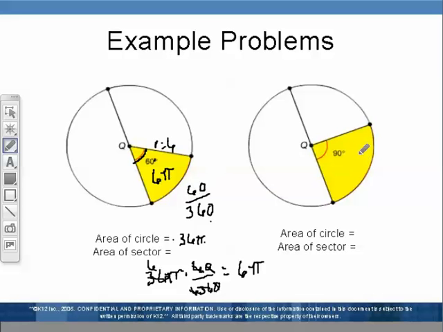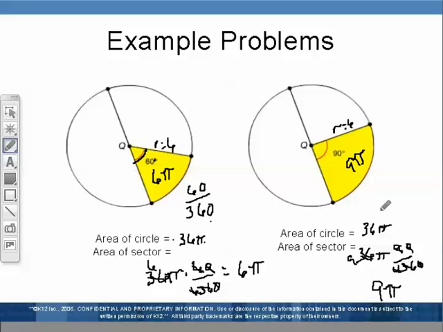Could I do the same thing at 90 degrees? Sure. Let's say my radius is equal to 6 again. So the area of my circle is going to be 36 pi. And I'm going to take that 36 pi times 90 over 360. My zeros will cancel out. That'll go into that 4 times. 4 goes into 36 9 times. So what am I going to be left with? 9 pi.